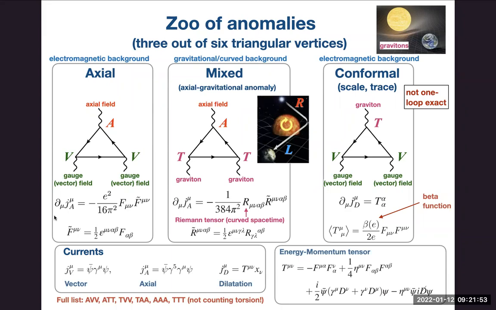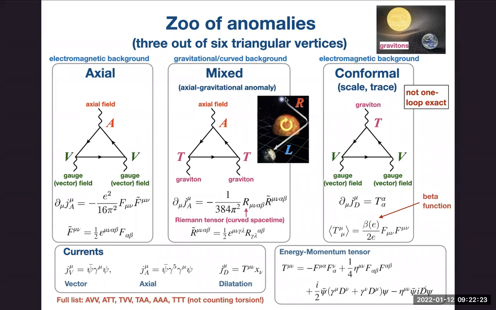There is also the mixed axial gravitational anomaly, which is similar to that, but it's more complicated in the sense that you don't need an electromagnetic field, but you need curved space time. So if you have curved space time, imagine some black hole or our sun, you will get that, in fact, axial charge will not be conserved. The situation is basically the same, but instead of interaction with a gauge field, you will interact with the graviton. So you can imagine this way.